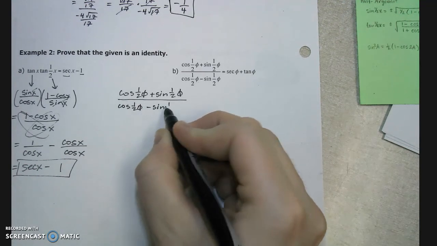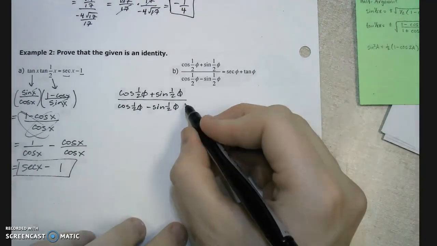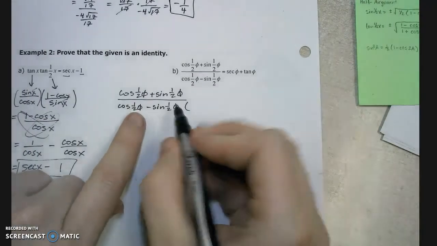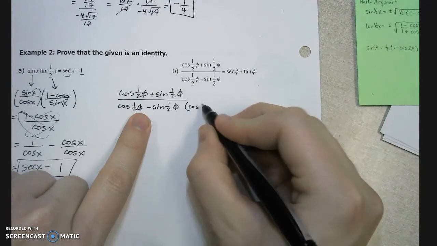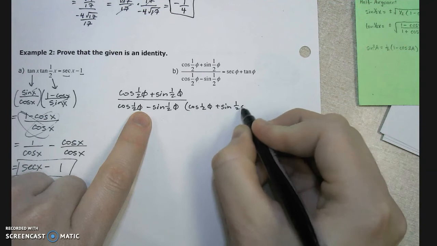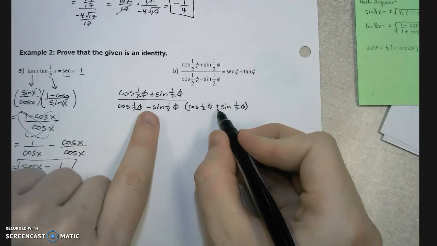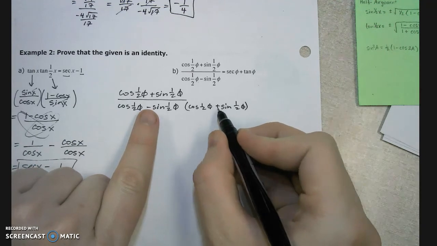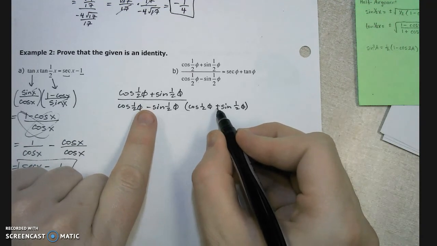And maybe I should write smaller than this. This is a pretty complicated process. So I've got here, the conjugate of the bottom will be cosine 1/2 phi plus sine 1/2 phi. Remember, conjugate is the exact same thing, only you just change the middle symbol. And it creates this difference of two squares so that we can cancel out some terms.